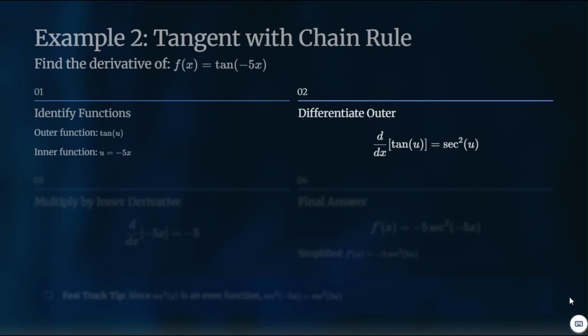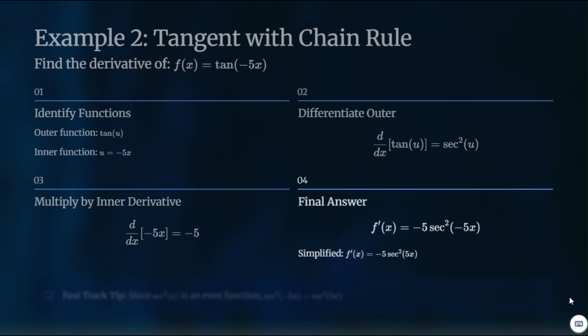So if we differentiate the outer function, the derivative of tangent u with respect to x is secant squared of u. Now, the inner derivative. The derivative of negative 5x with respect to x is simply negative 5. So if we apply the chain rule, our final answer, f prime of x, will be equal to the derivative of the inner, which is negative 5, times the derivative of the outer, which is secant squared negative 5x.